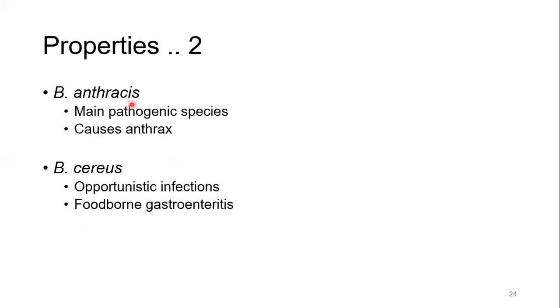So the main pathogen is Bacillus anthracis, which causes anthrax. But we also have quite a number of species, though I'll only talk about these first two, mainly about the first one. But I'll mention something about Bacillus cereus, which causes opportunistic infections as well as gastroenteritis.